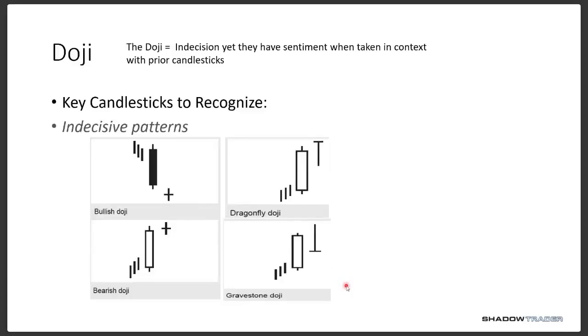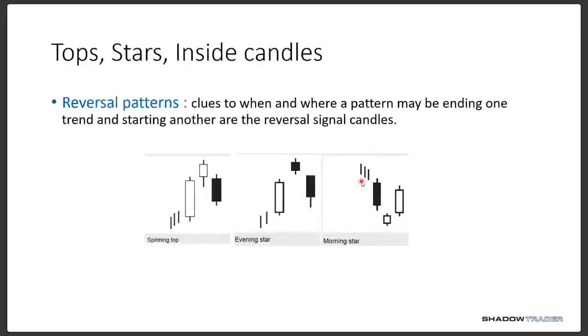As it says at the top, they have sentiment when you take it in context with prior candles. On a doji, look back a few candles. Tells you which way the next move should be. All right, topping tails, stars, inside candles, you'll hear a lot of this. These are what are called reversal patterns. They give you a clue as to the ending movement on this time frame that you're using.